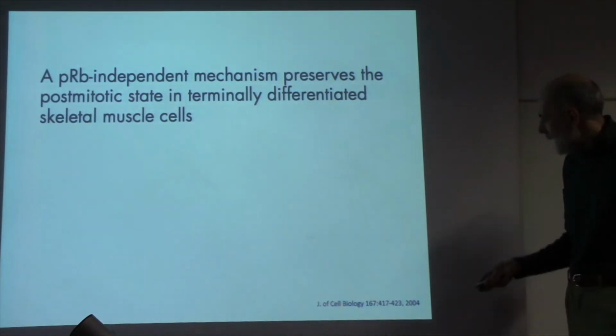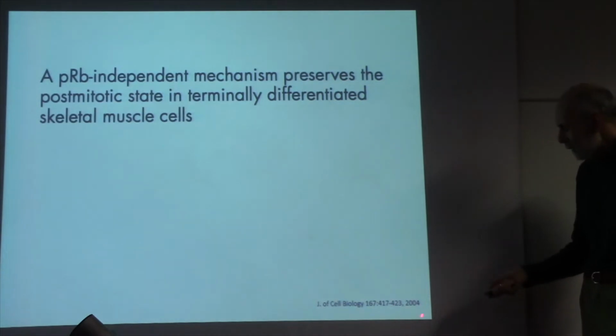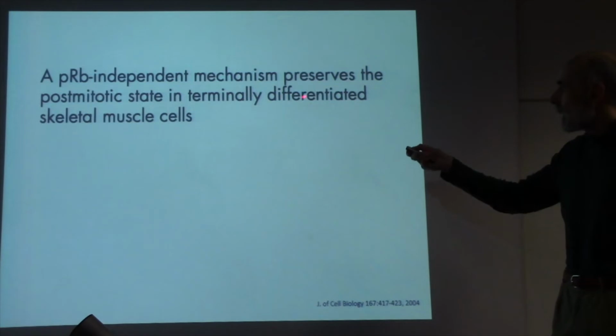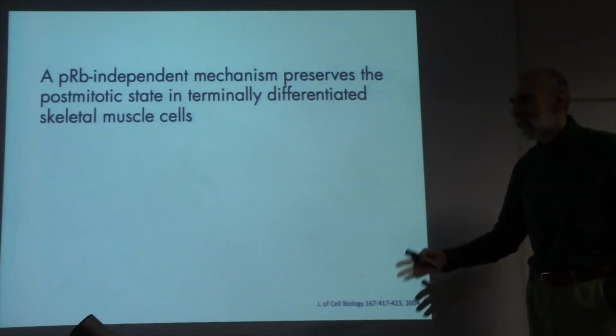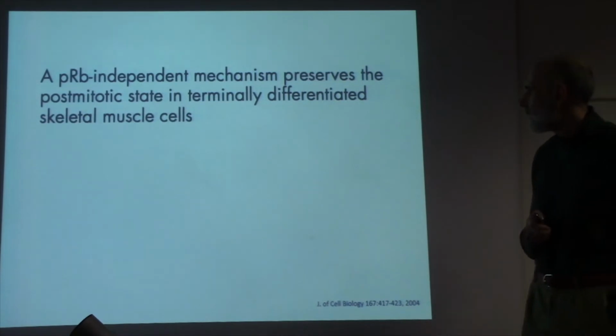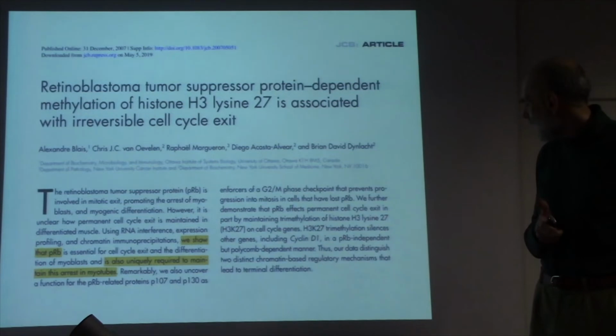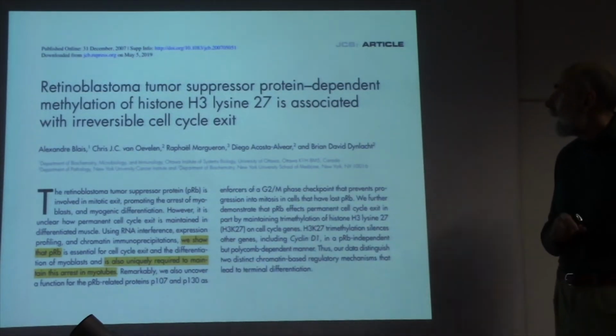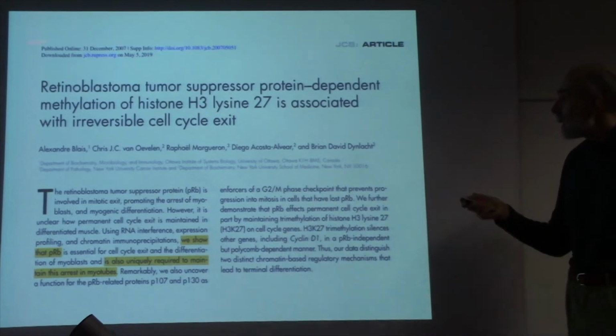This is that paper, and it was published in 2004. So there is a PRB independent mechanism that does not depend on PRB that preserves the postmitotic state in terminally differentiated cells. And a few years later, in I think it was 2007, this other paper came out.